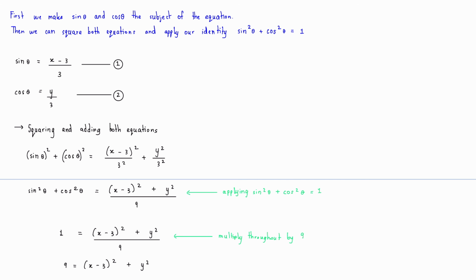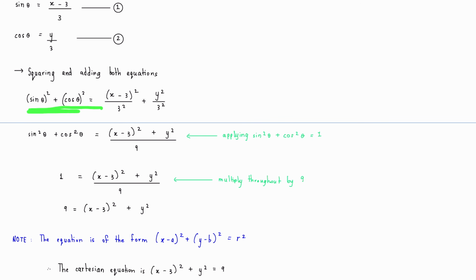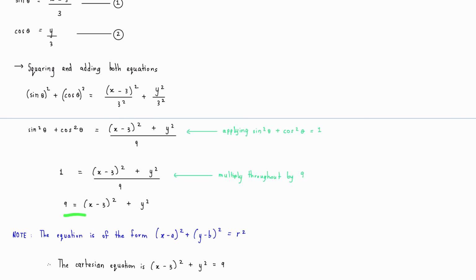Okay, so let's square both sides. Remember, when you're squaring it, make sure to put the square here and not after it, unless you want to put the brackets, right? So look at how we do it here. We add the left-hand side to the left-hand side and the right-hand side to the right-hand side. And make sure to square everything properly. Put the brackets where necessary, okay? So when we apply the identity, we know that it's equal to 1. And then we could simplify this further to get 9 is equal to (x minus 3) all squared plus y squared.